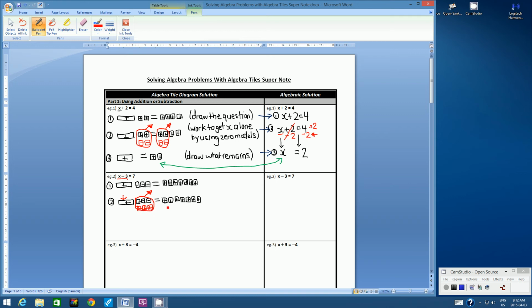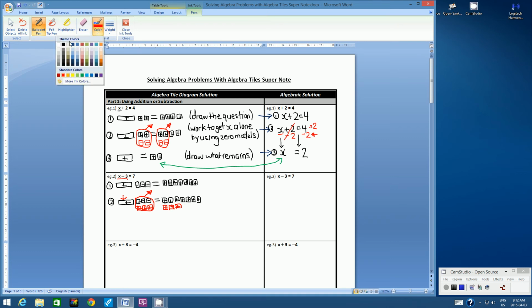Now, whatever we did to the left-hand side, we also have to do to the right-hand side. So we added 3 positive tiles to the left-hand side, so we're going to add 3 positive tiles to the right-hand side. Now, in this case, unlike the previous question, there are no zero models created on the right-hand side, and that's fine. I only wanted to create zero models on the left-hand side where the variable is.